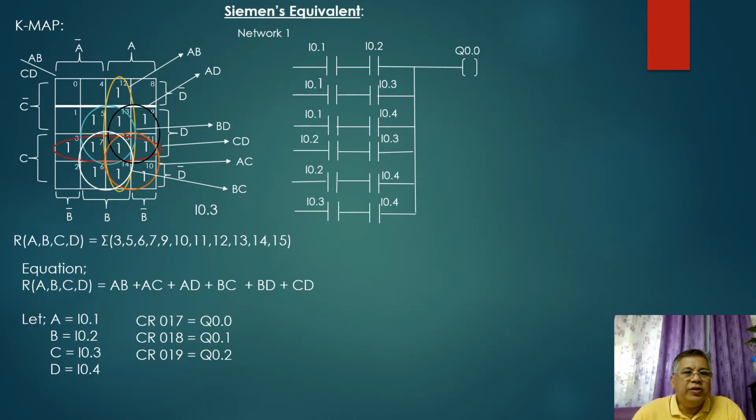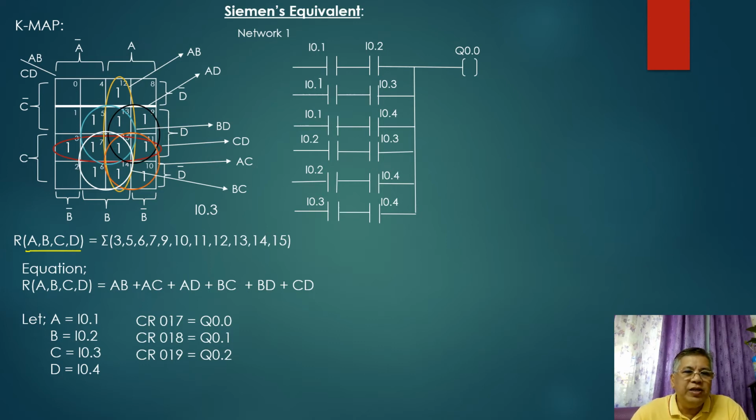Now, let us derive the equations for each output: the red pilot light, the siren, and your fire department. We make use of our K-map, a 16-cell map. Why 16 cells? Because we have 4 input variables here, represented by A, B, C, D, and 2 to the 4 is 16 cells.